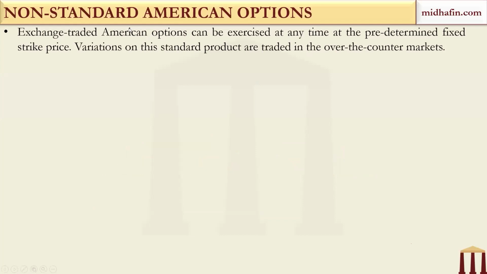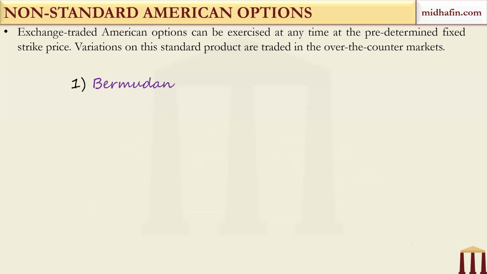First, the non-standard American option. You see, exchange traded American options, especially since we are talking from the perspective of American markets, and we know that in American exchanges, a lot of the standard options that are traded on the exchange are American style options. So on exchange traded options, we have predetermined fixed strike prices, fixed maturities, everything. There can be variations to these standardizations, and these variations are found in over-the-counter markets. One of the variations is Bermudan style options.